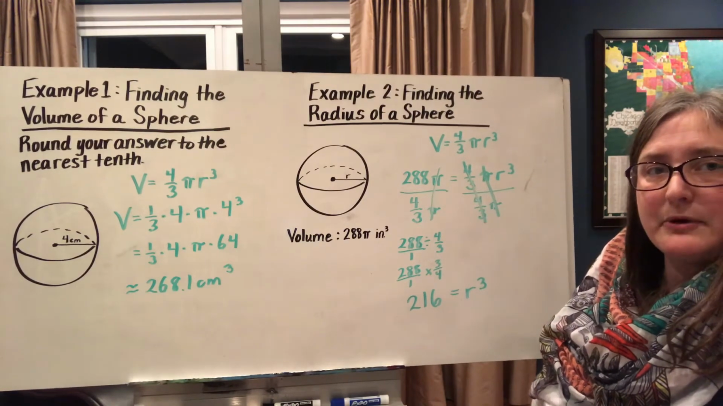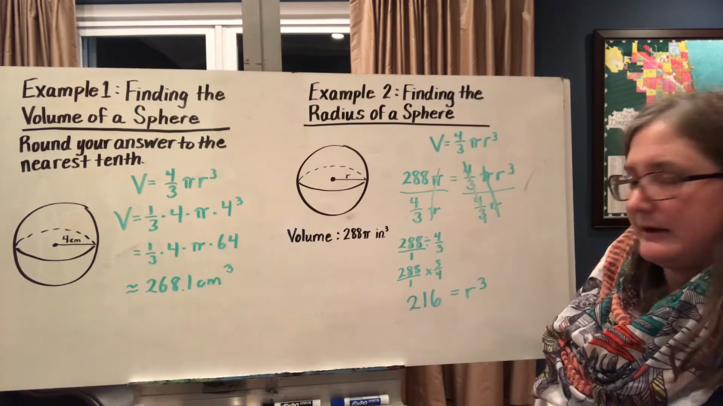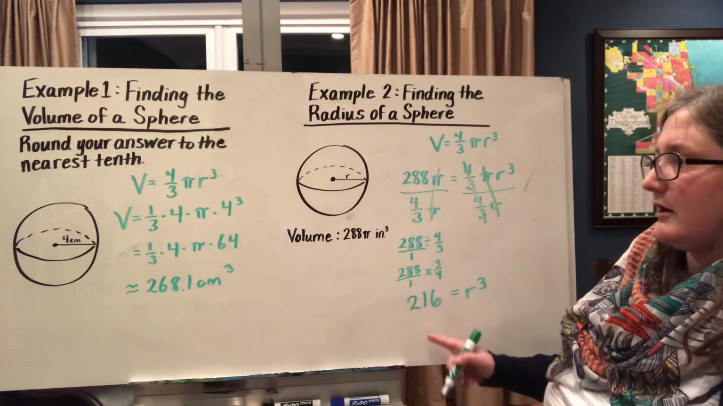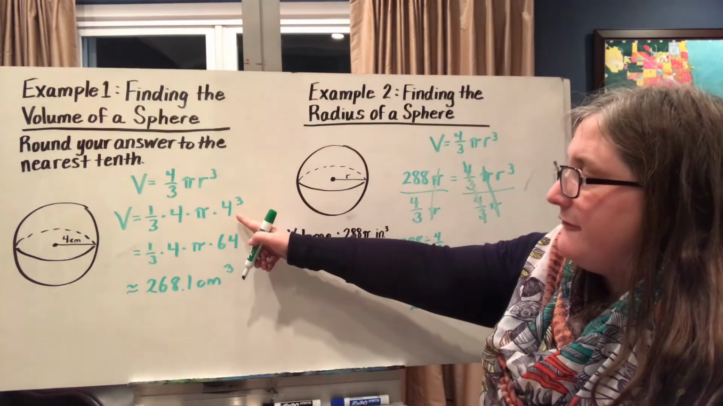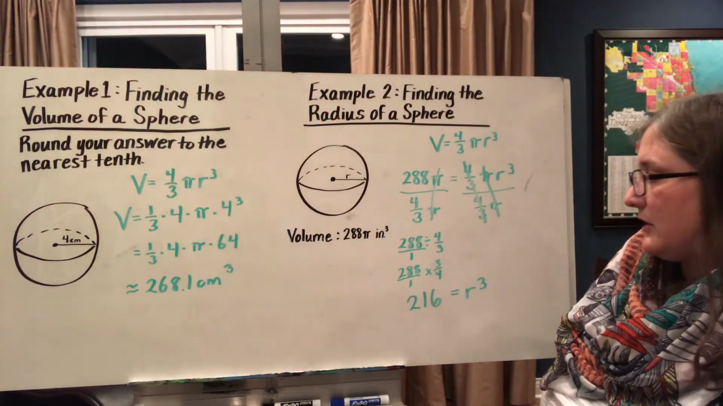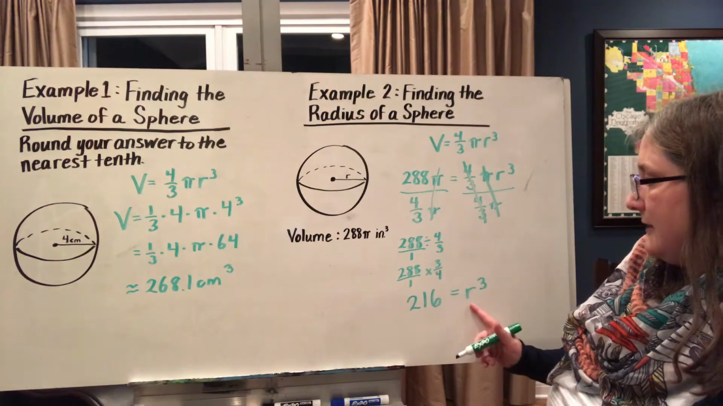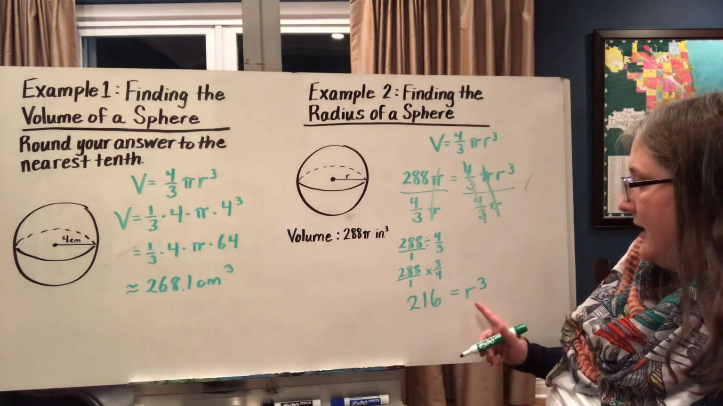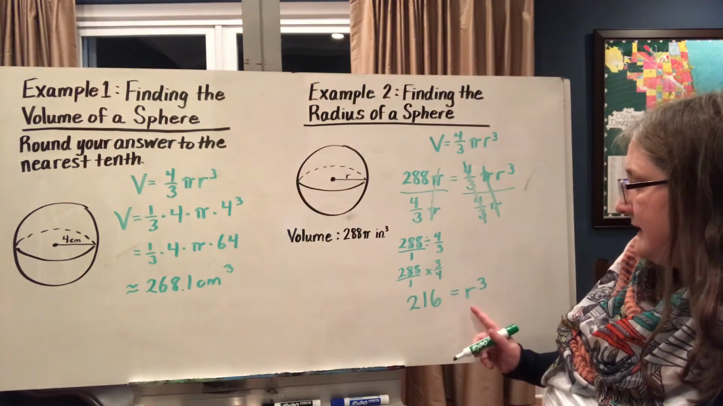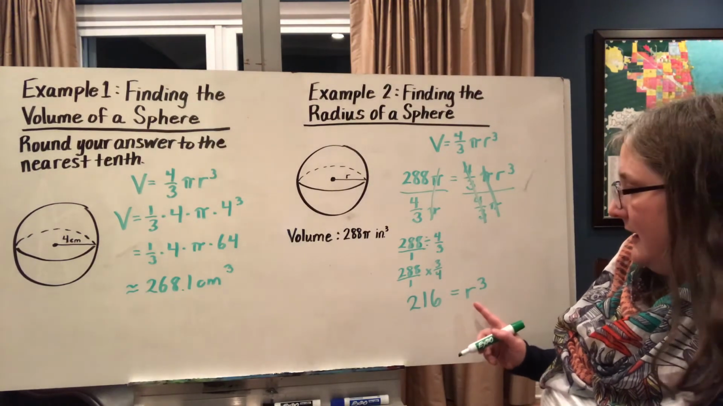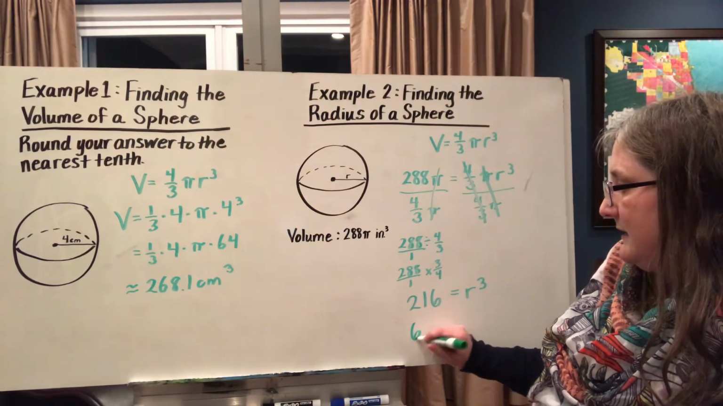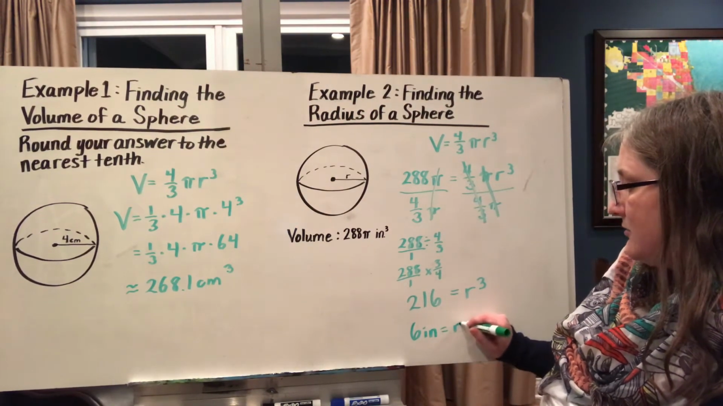Now I'm looking for a number that multiplied by itself 3 times is going to give me 216. And I know it's going to be greater than 4 because I just did 4 here, and 4 times 4 times 4 gave me 64. So I'm going to try working up from there. 5 times 5 will give me 25, times 5 is 125. Not quite enough yet. 6 times 6 is 36, times another 6 is 216. So I get 6 inches as my radius.